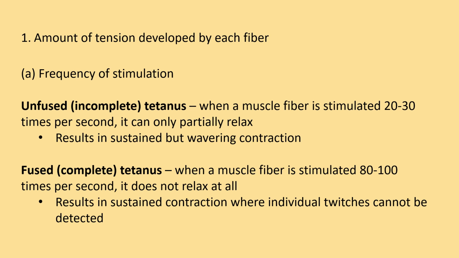Tetanus occurs when a muscle fiber is stimulated at a much faster rate, so 80 to 100 times per second. The muscle cell does not have an opportunity to relax at all before the next muscle action potential occurs. And so this results in that sustained contraction, and it's not wavering.